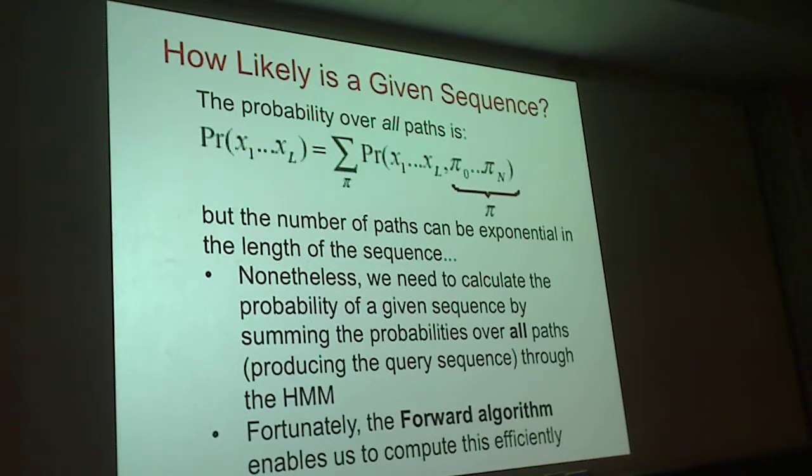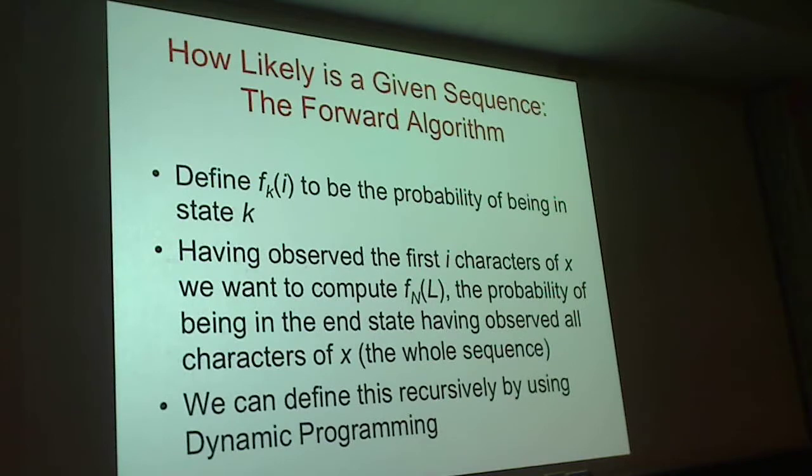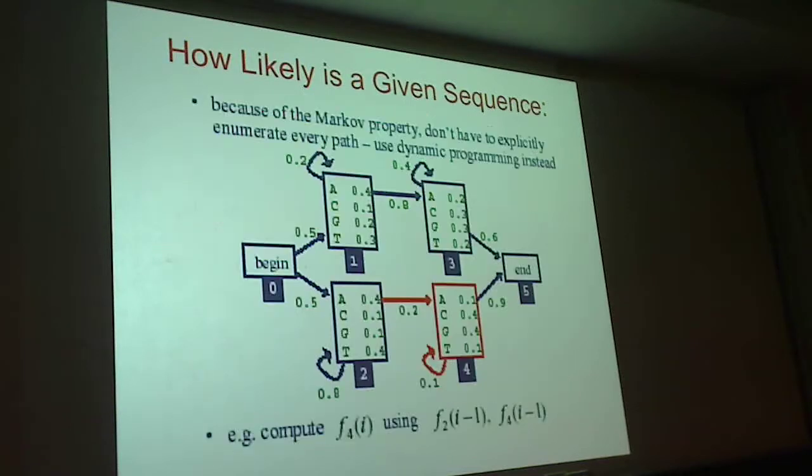So we need a clever algorithm, and dynamic programming is such a clever algorithm, and it can compute all of these possibilities very efficiently. And again, for each of the states and the letters in it, you define the probability of being in state K, right? That's what we did before. And we use the same algorithm, so again, it's a recursive algorithm.